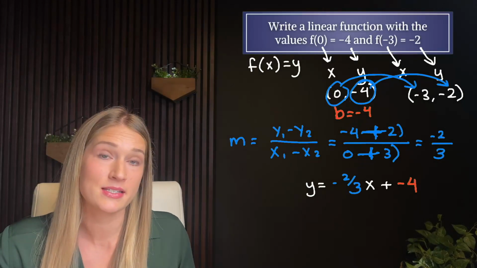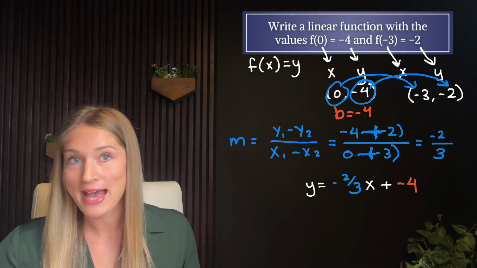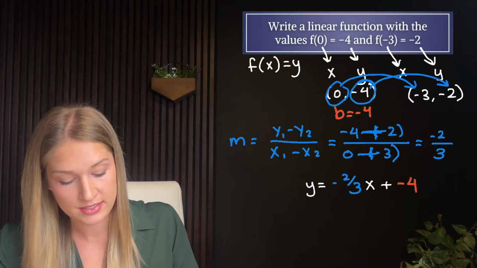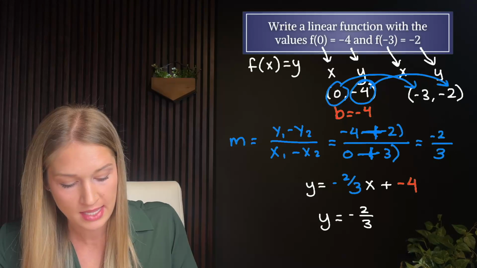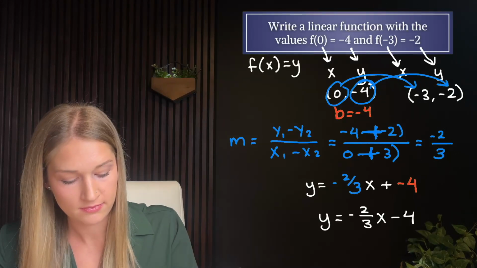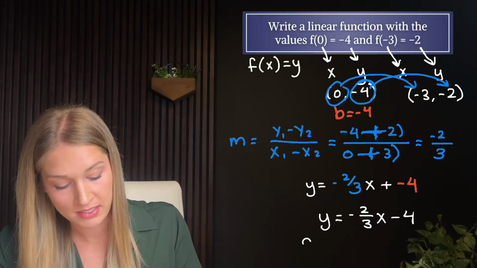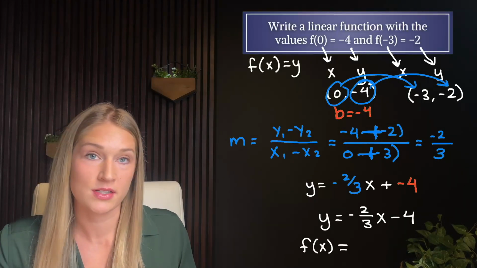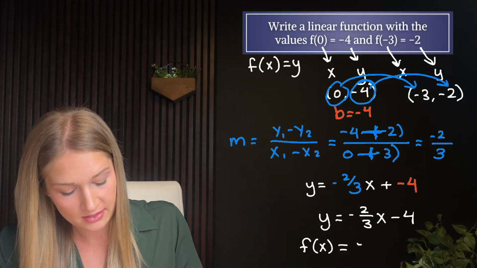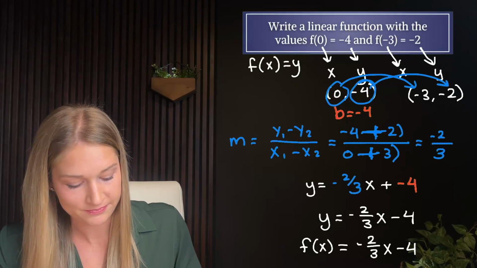This one I do need to simplify because I see that plus and that minus right next to each other. If you're ever adding a negative number, we just change that to subtraction. So my final equation is -2/3 x minus 4. We'll go one step further and we'll write this using function notation because we started with function notation. So this function, which is written in terms of x, is -2 over 3x minus 4.